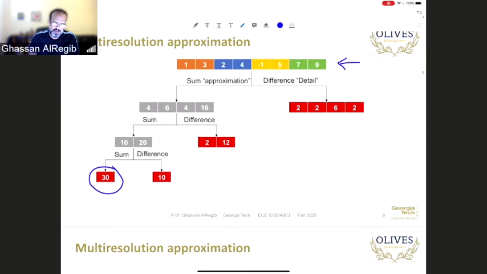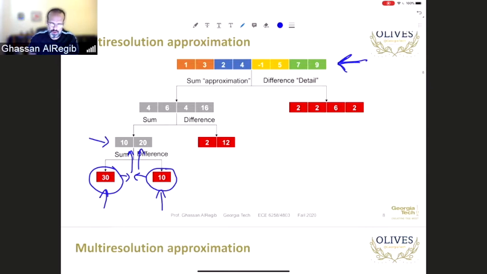And then now I can add a detail. So now the first detail is 10. These together will produce to me this approximation, right? So now I can approximate this 8 link sequence using the numbers approximation 30 and 10, which will give me 10 and 20, right?